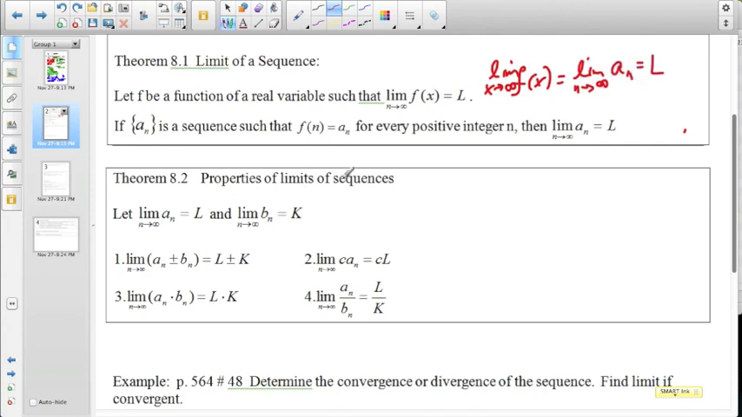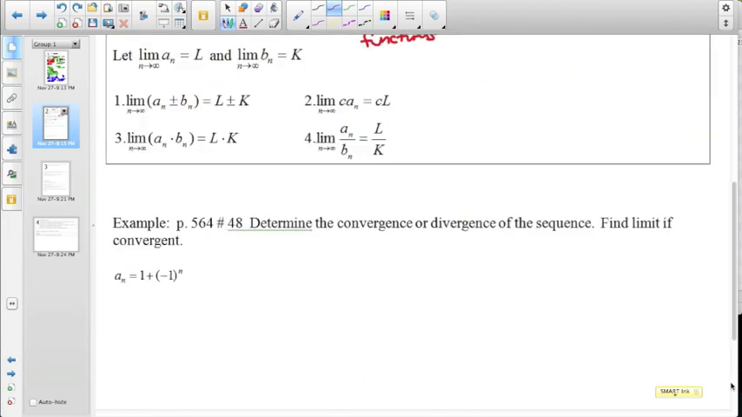And then properties of sequences are really just properties of functions. If we've got two sequences, A and B, and just like if we have two functions A and B, if we add or subtract them, we can just add or subtract their limits. If we multiply them, we can just multiply their limits. If we multiply a function by a constant, we just multiply the limit by the constant. If we take a ratio, we can take a ratio of the limits. So all of those properties are the same properties as what we have for functions.